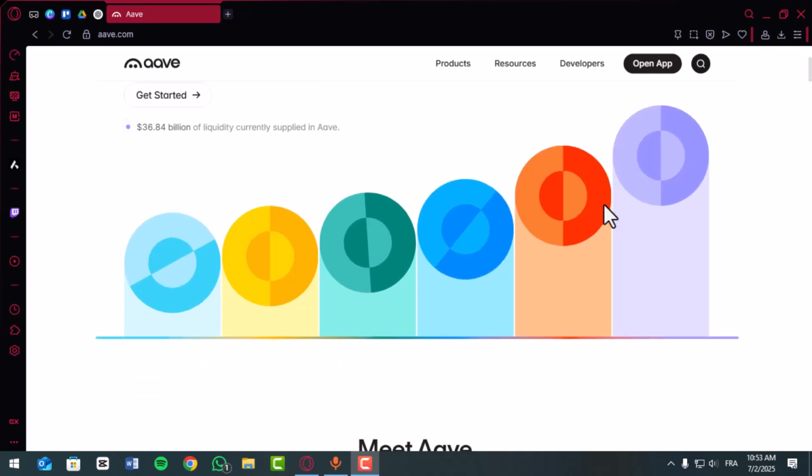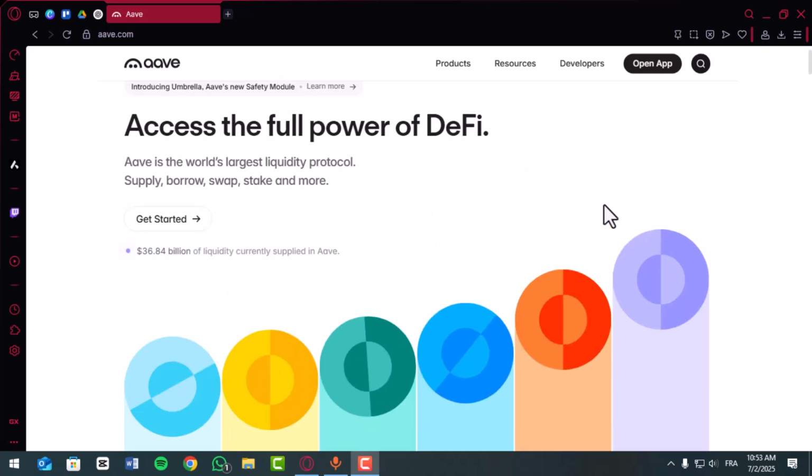Visit a trusted DeFi platform like Aave, Uniswap, PancakeSwap, Curve, Lido, or Compound. Connect your wallet by tapping Connect Wallet. Now choose a pool or vault.